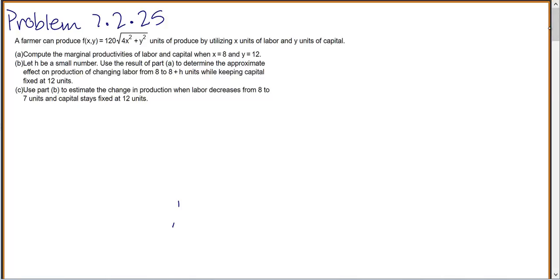In this problem, we have a formula for how much a farmer can produce if he utilizes x units of labor and y units of capital. When you look at this formula, it tells you how much he can produce, so that would be our production formula, or maybe productivity formula. And in part A, it says find the marginal productivities. And anytime you see that word marginal, you know you want to take the derivatives.